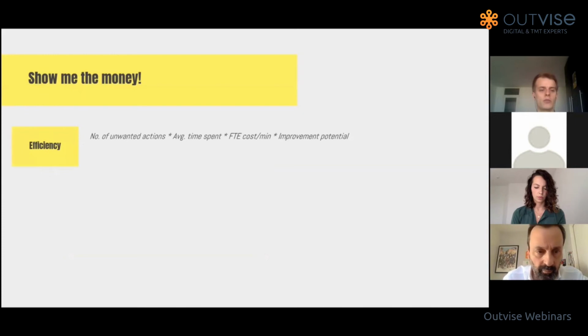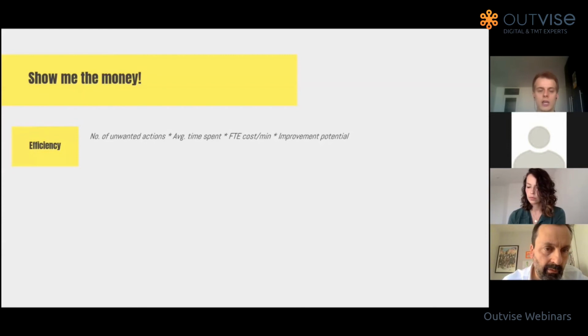And for example, if you're thinking about efficiency, there are a couple of categories, of course, of business cases that you can calculate. If you think about efficiency, you can think about the formula as, well, my business case is the number of unwanted actions that I have to take in my customer service department, multiplied by the average time that I spent on these actions, multiplied by the full-time employee cost per minute, and multiplied by the improvement potential that I can achieve with the AI.